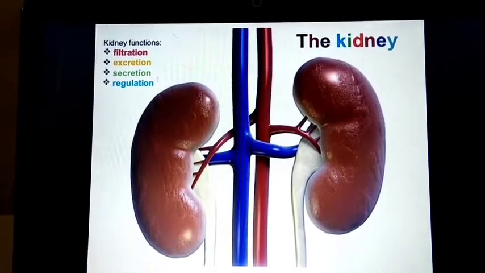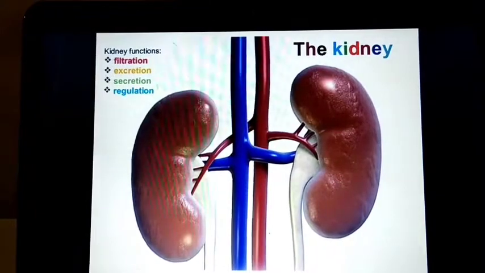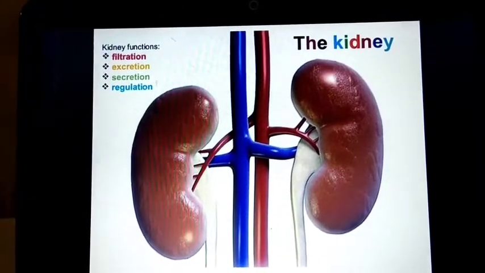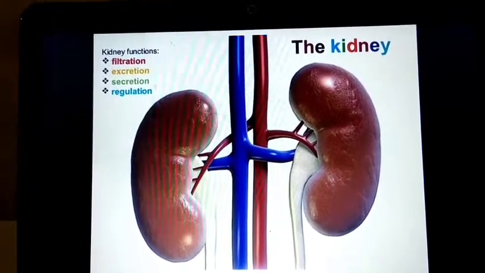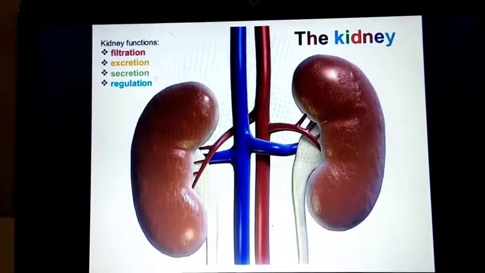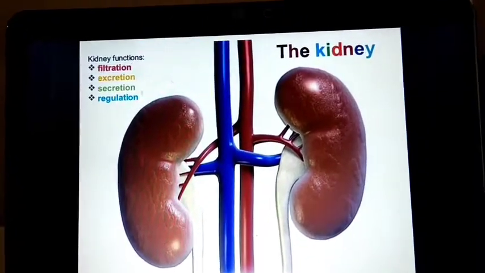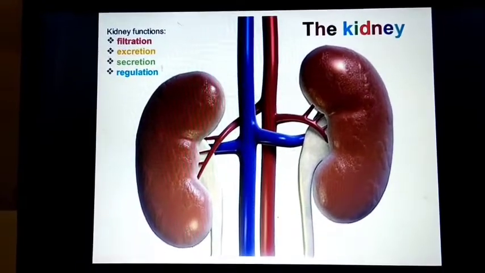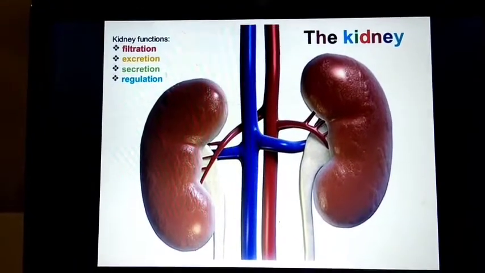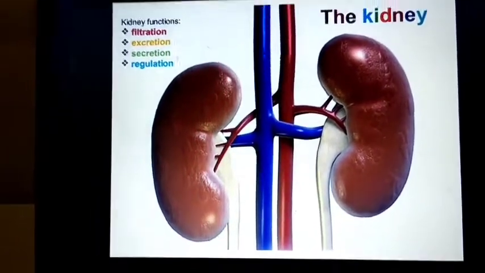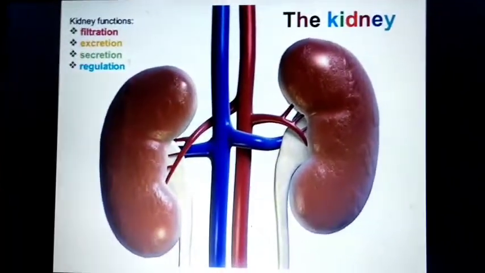Mainly the kidney has four functions. One is filtration, another is excretion, another is secretion of some hormones, and regulation, like regulation of blood pressure. These are the main four functions of a kidney: filtration, excretion, secretion, and regulation. You can go to the next slide.